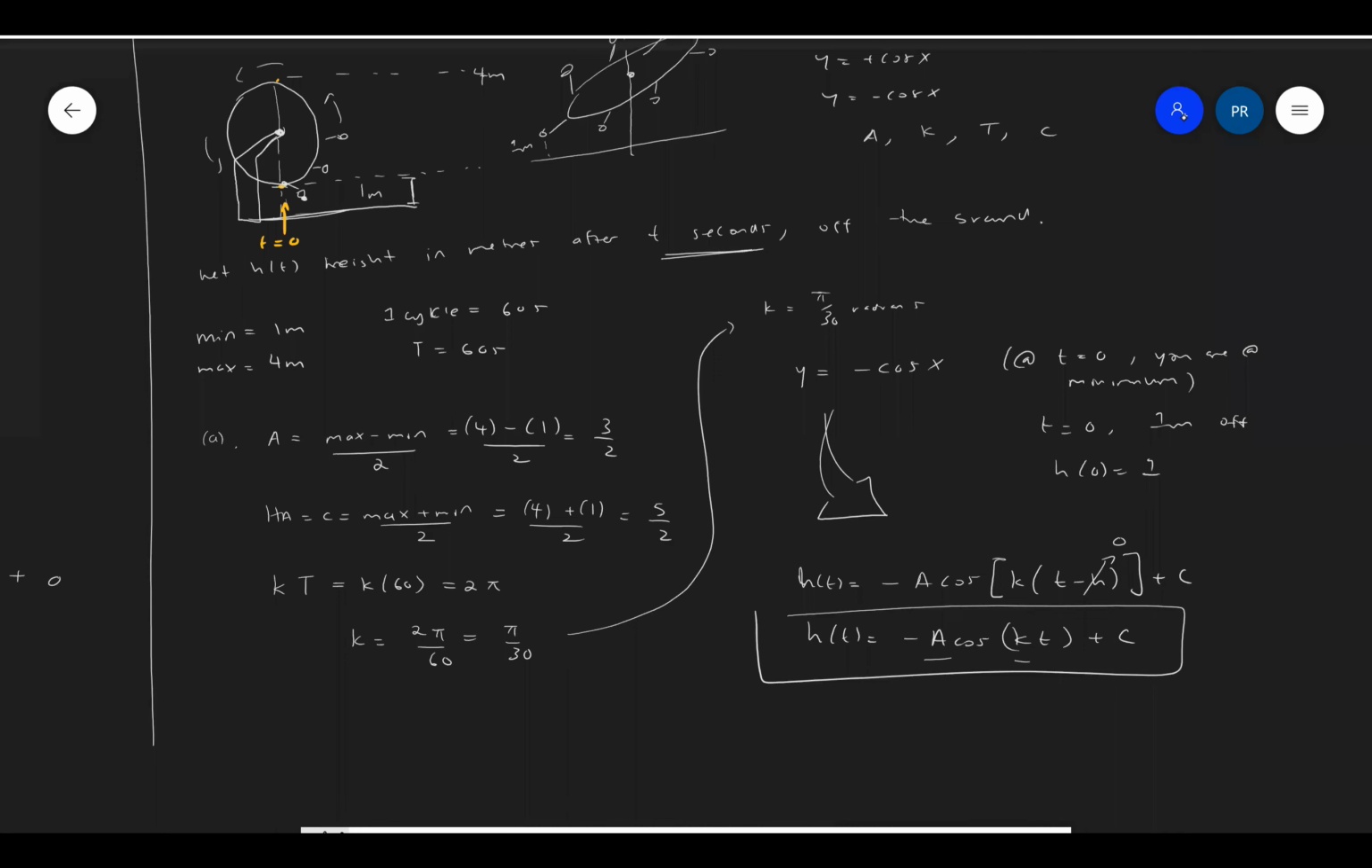We know what a, k, c is. We just have to plug it in. So h of t here, we said a was negative 3 over 2 cosine. K here, well, we said k was pi over 30 t. And c, which was the horizontal axis, we said it was 5 over 2. This is the equation for our graph, right? And based on this, we can find out the position of the points of the carts after t seconds, right?